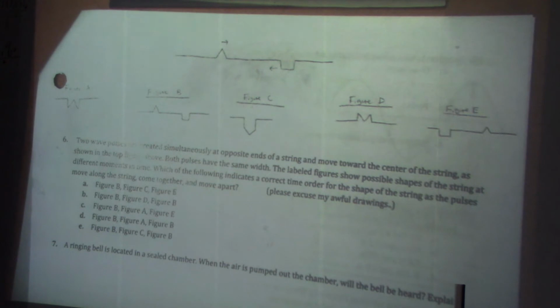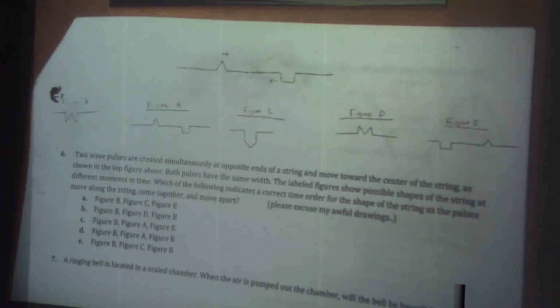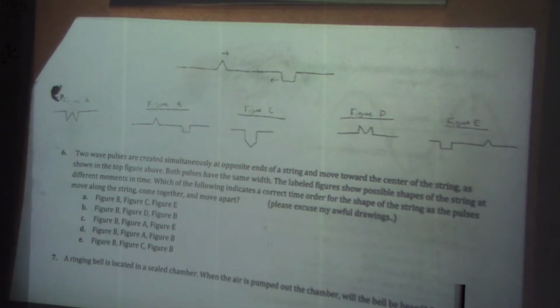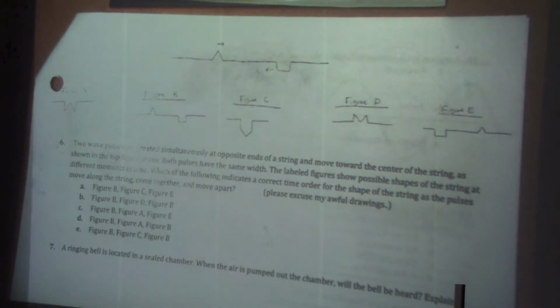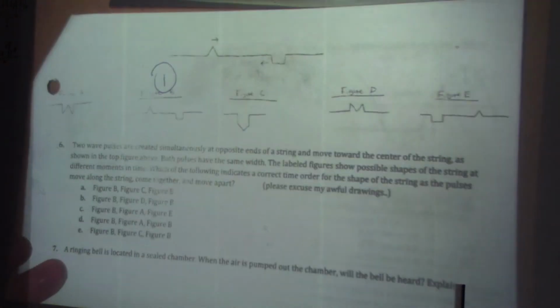Alright, number 6, 2 wave pulses are created simultaneously at opposite ends of the string, and they move towards the center of the string as shown. They have the same width, and these are possible shapes at different moments in time. Which of the following shows the correct time order of the pulse as it moves along? So obviously this is like the beginning. So figure B is my first figure, which is all of my answer choices, so I can't cross off anything here.